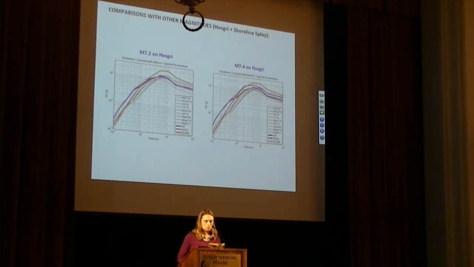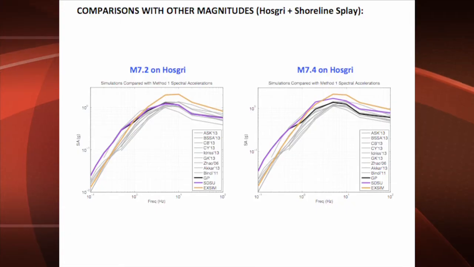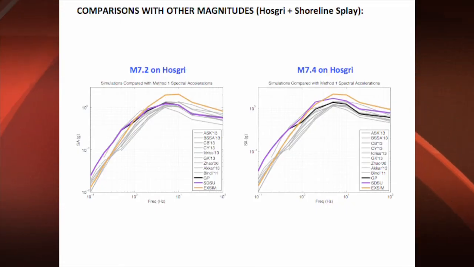What's interesting here is that you see a larger difference between XSIM and both SDSU and Graves and Pitarka for the high frequencies when you have a smaller magnitude on the Hosgri fault. For magnitude 7.4 on the Hosgri fault, you see less of a difference between XSIM and Graves and Pitarka, and even less of a difference between XSIM and SDSU. So SDSU seems to be pretty sensitive to just a small change in magnitude here.